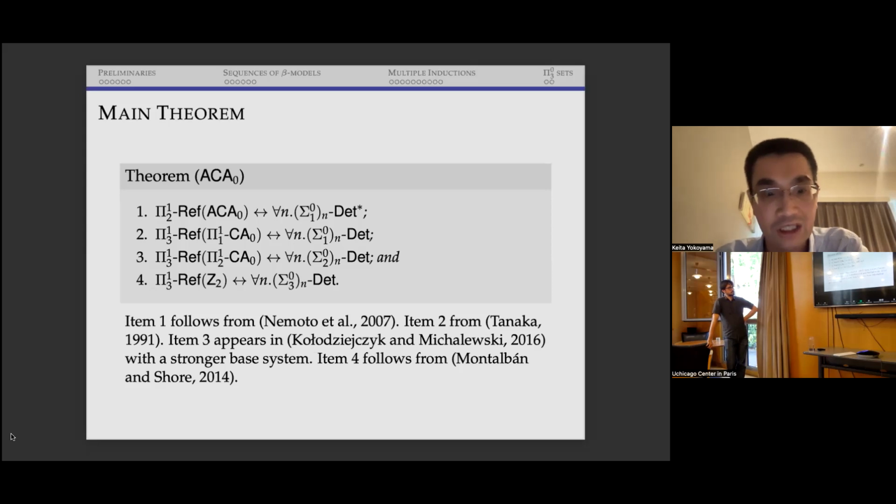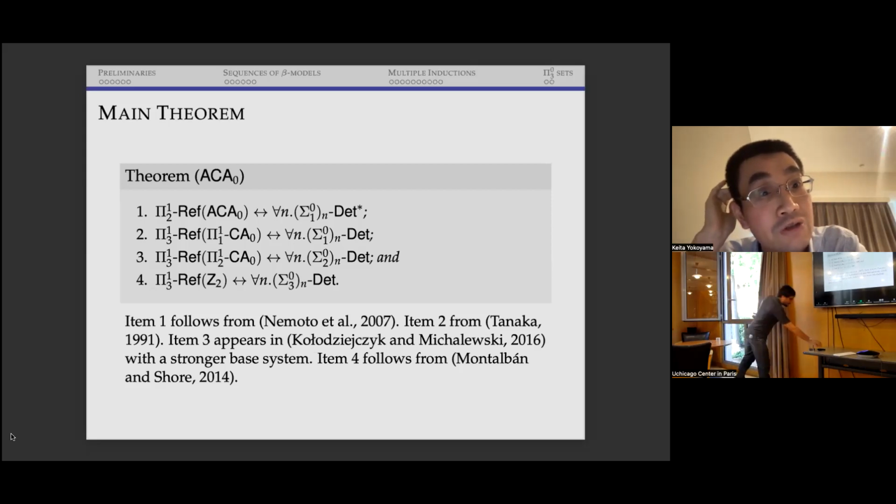And for that, we already know several versions of pi1-3 conservation between comprehension versus determinacy. So to formalize that idea in the terminology of reflection, we need a good characterization of reflection. And that's the one provided by the sequence of beta models properly. Can you change the slides to that page, Leonardo?